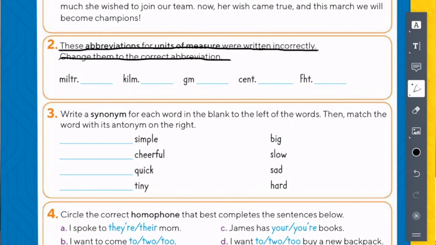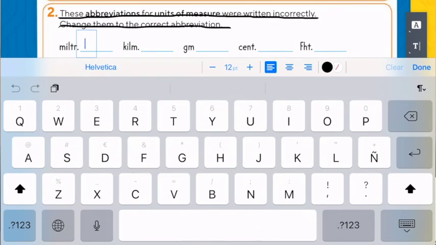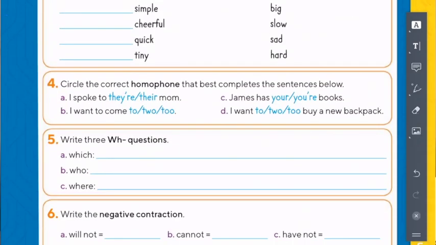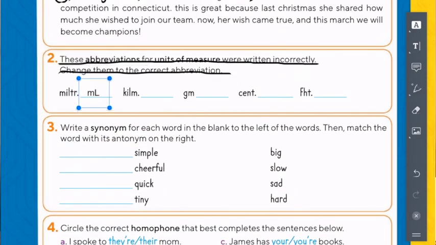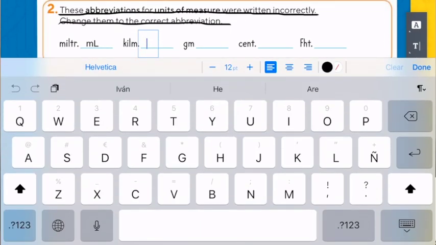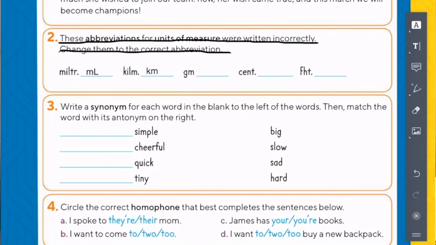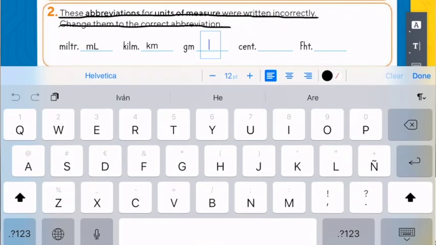For milliliter, what is the correct abbreviation? Correct, ml. M and capital L. Okay? For kilom, which is a kilometer. Correct. km, kilometer. What about the grams? Correct, G of gram.